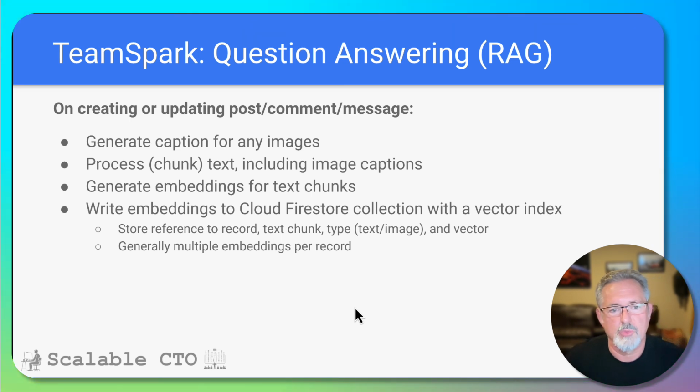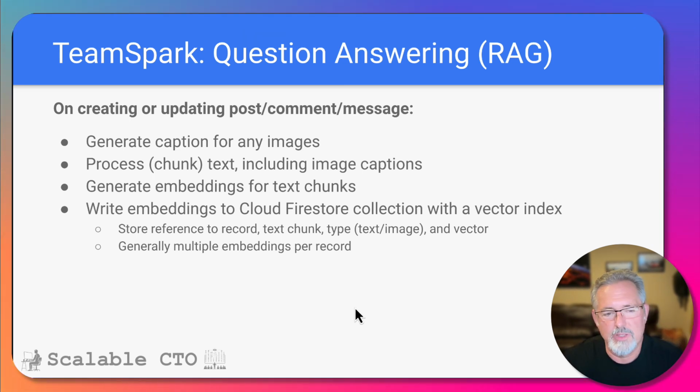So what happens is when we create or update a post or a comment or a message, one of the first things we do is we see if any media has changed, any images or videos, and if so, we generate captions for those. So we have text that represents them.